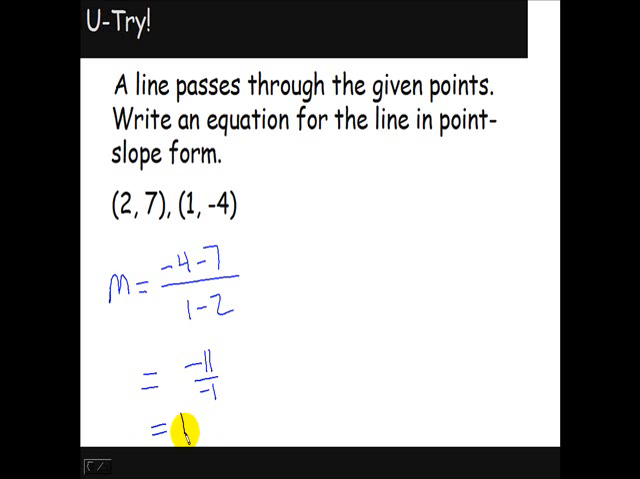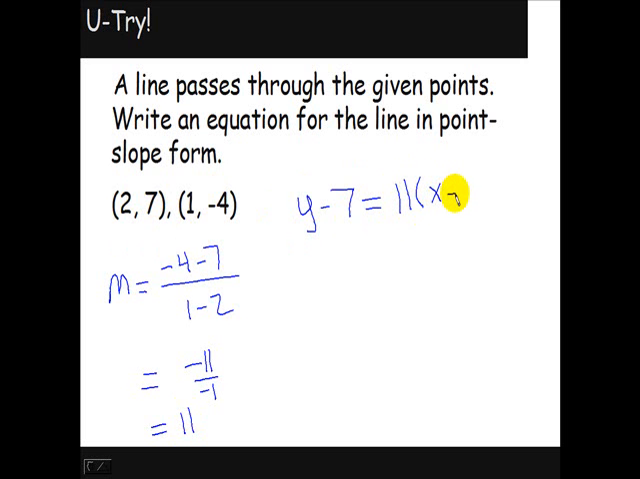Let's go ahead and use the first point when we write our equation because everything's positive. It's a little easier to work with. I won't have that double negative to deal with. So I've got y minus 7 is equal to 11 times the quantity x minus 2.